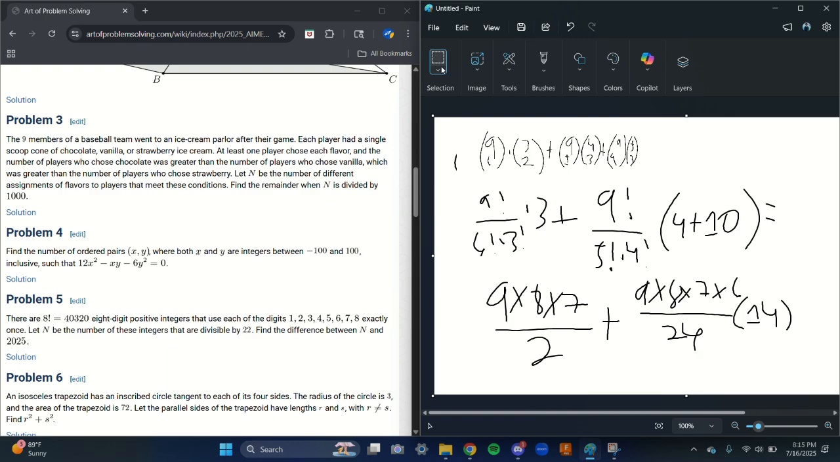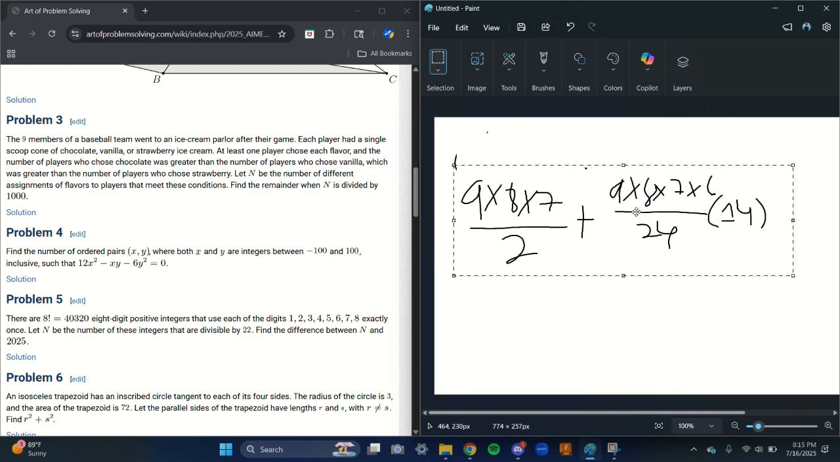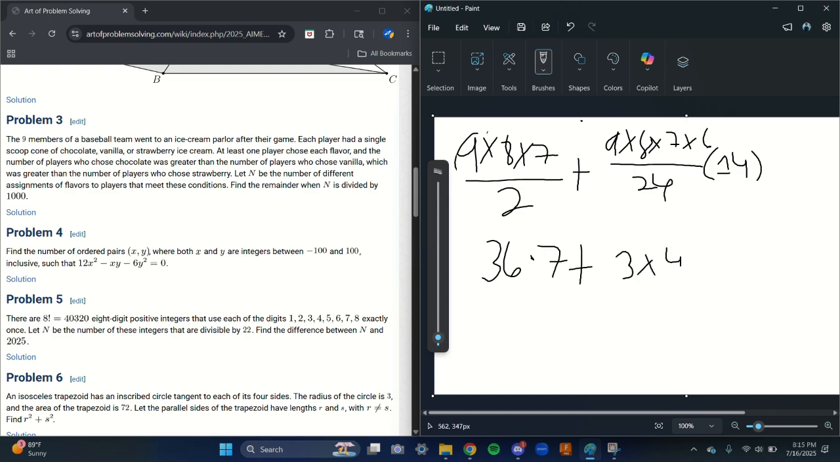Okay, so I'll get rid of this part. 9 times 8 is 72. Divide that by 2 is 36, so 36 times 7 plus 9 times 8, which is 72 over 24 is 3, so 3 times 42 times 14. And this is going to be equal to 2016. And so the answer is 2016 mod 1000, which is just 16.